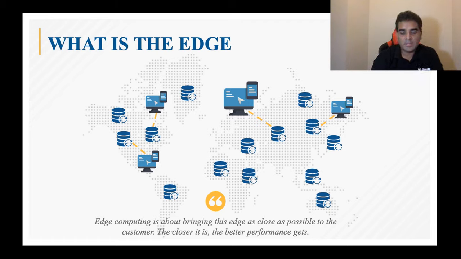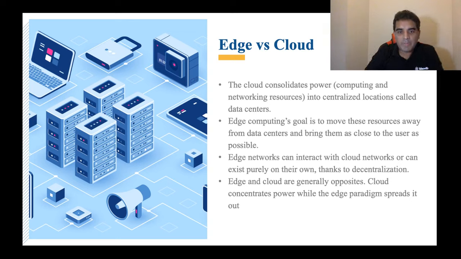So let's now talk about the edge. It's a new paradigm compared to cloud computing. So let's talk about the differences between the two. What is the cloud? The cloud is about consolidating power, right? It's about using something like AWS or Azure or Google Cloud Platform and having access to those computing and networking resources in a centralized location called a data center. We're all familiar with that. The goal of edge computing is different. It's to move these resources away from those data centers and bring them as close to the user as possible. We already saw that with the previous diagram.